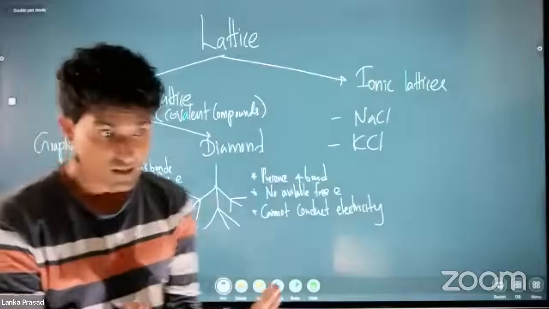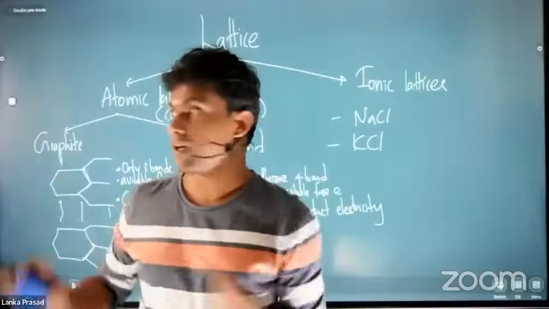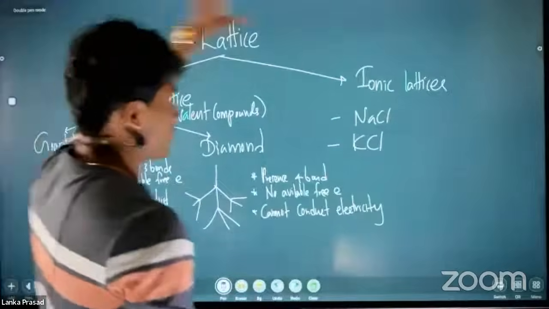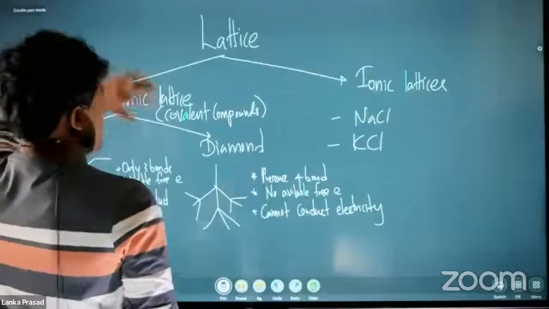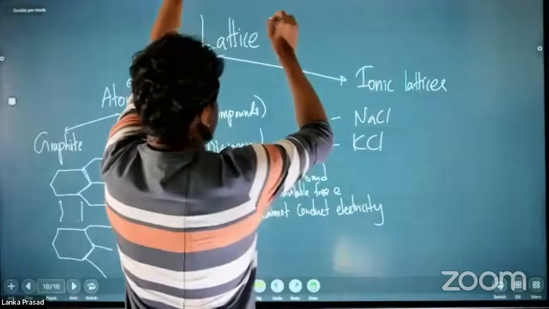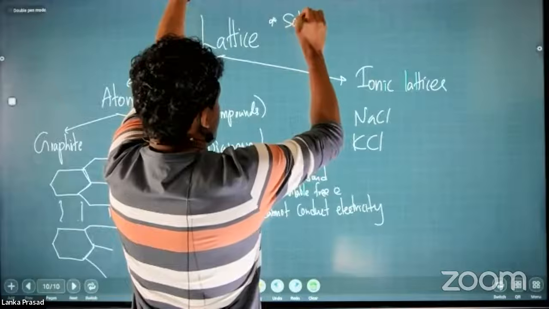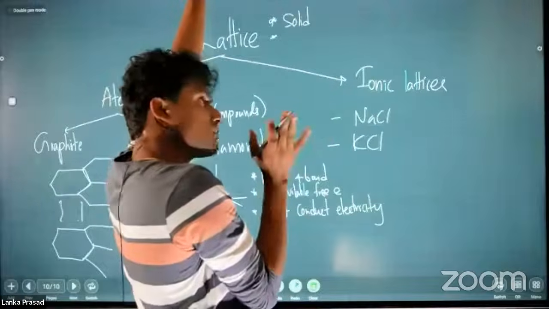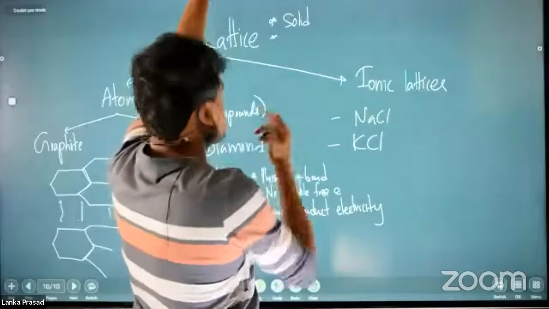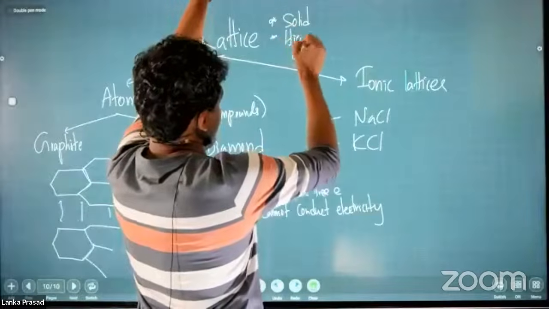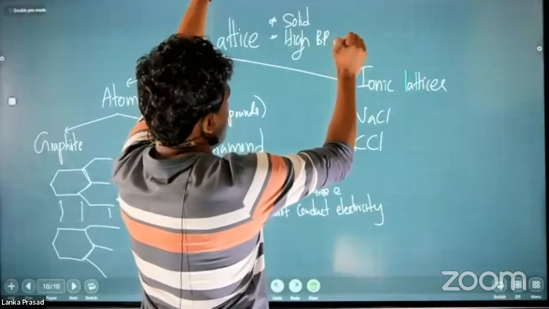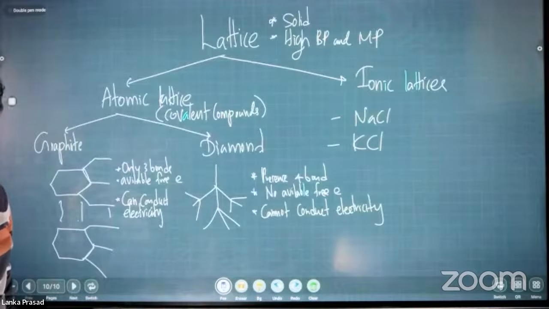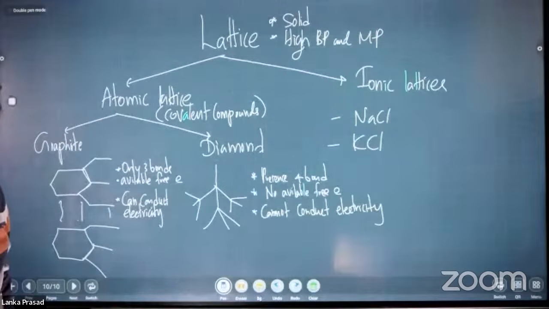We have to know this. Again, lattices are of two types, ionic lattices and covalent, that means atomic lattices. Whatever it is, it is a lattice. Lattice means they are tightly packed and remain solids, whether ionic or covalent, atomic. So a lattice remains solid, with high boiling point and melting point.